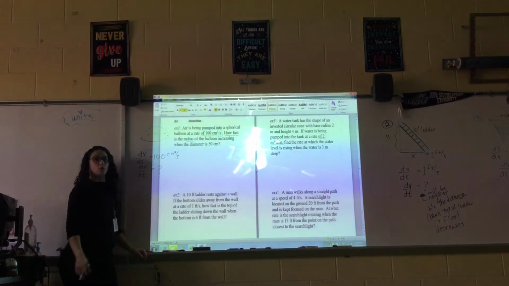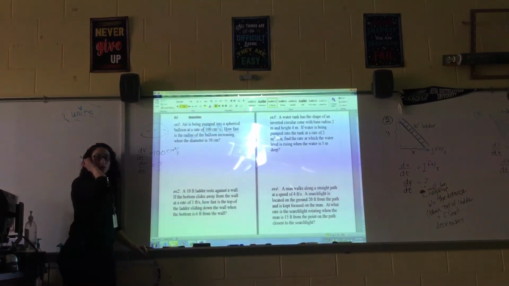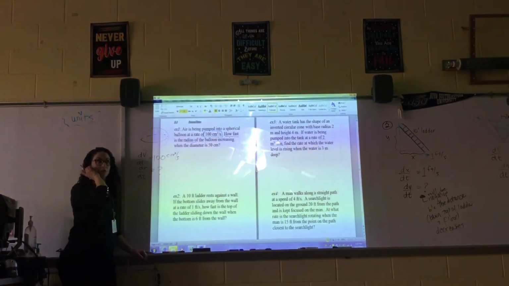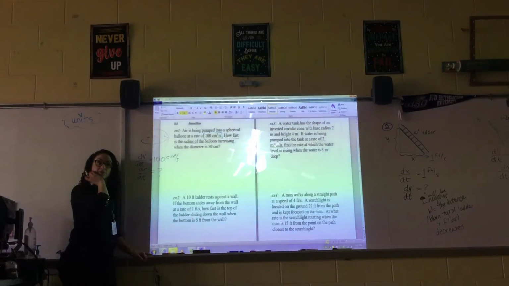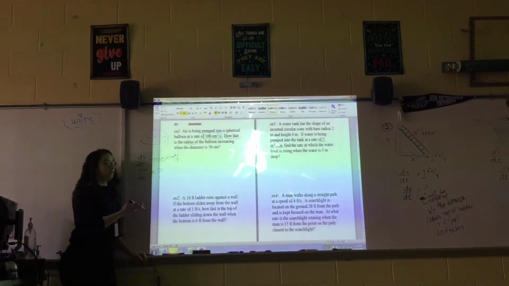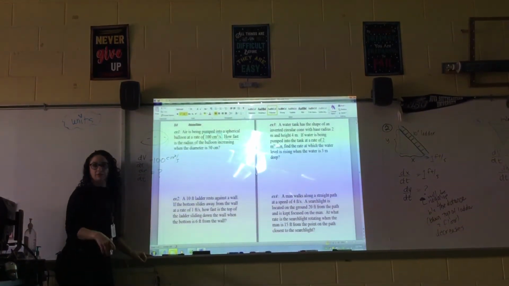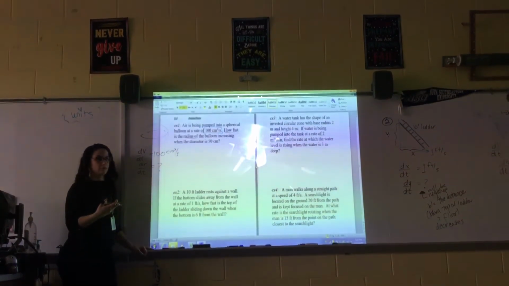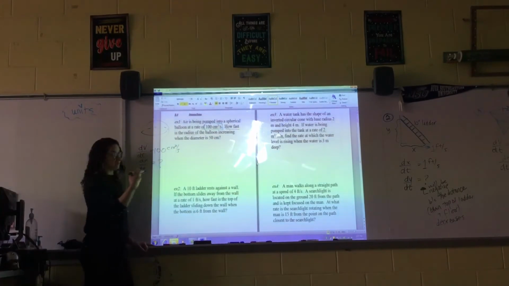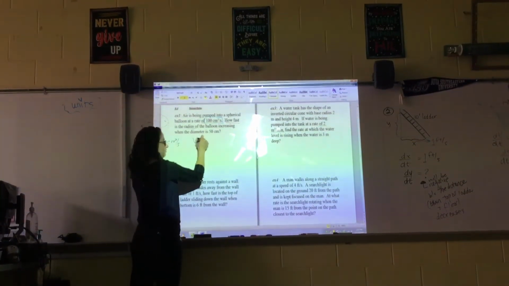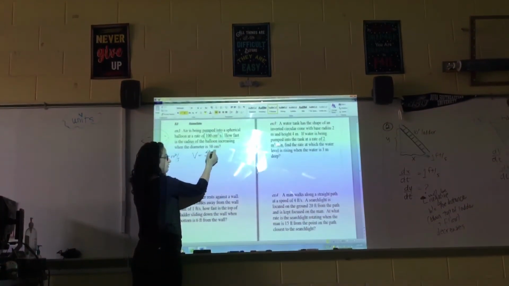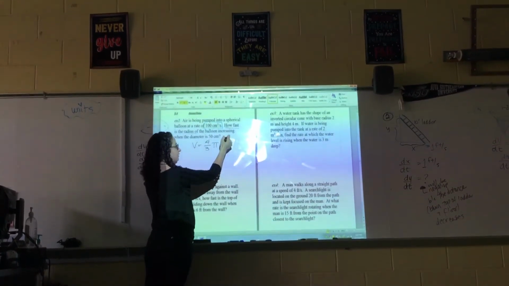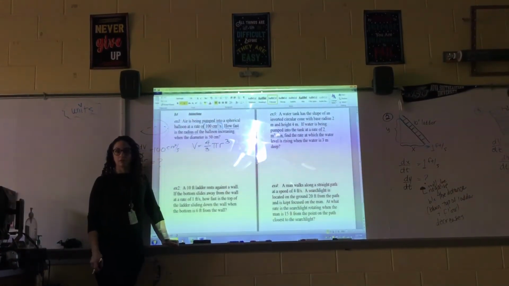Once you know what your known and your unknown are, you need to come up with an equation that relates those variables. When you have a volume or an area, it's pretty straightforward. I'm talking about the volume of what here? The spherical balloon. You probably don't remember this, but the formula for the volume of a sphere is 4/3 pi r cubed.